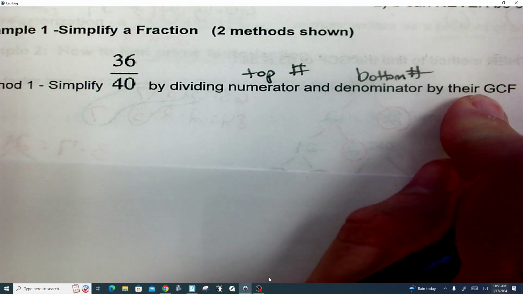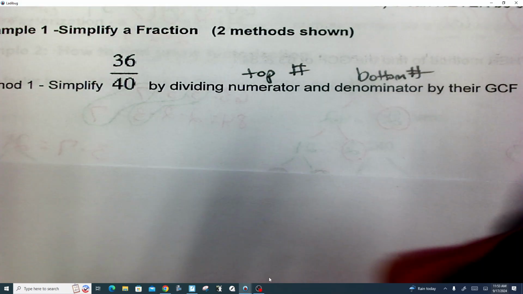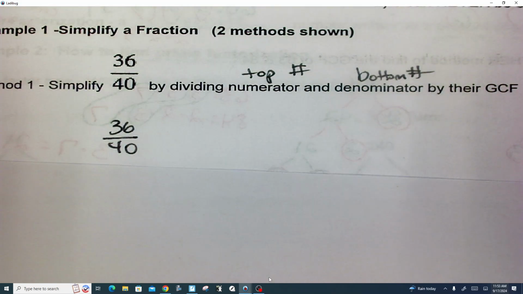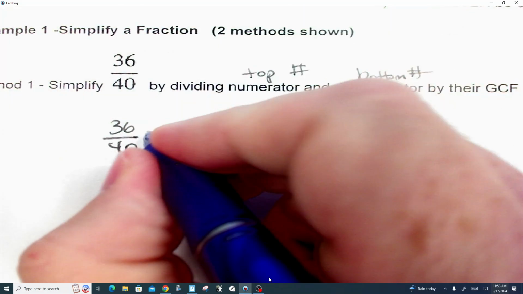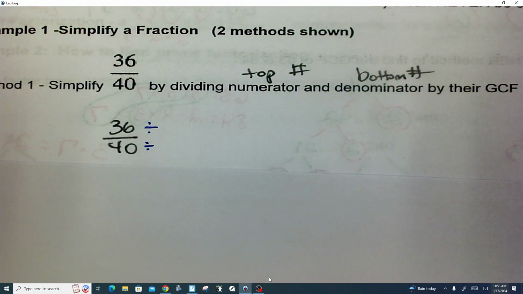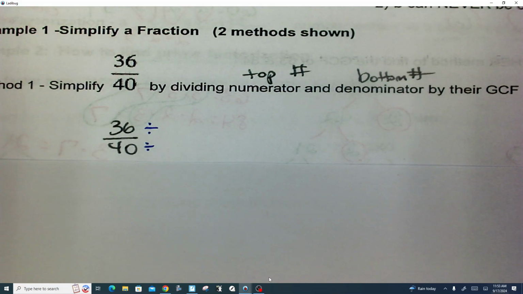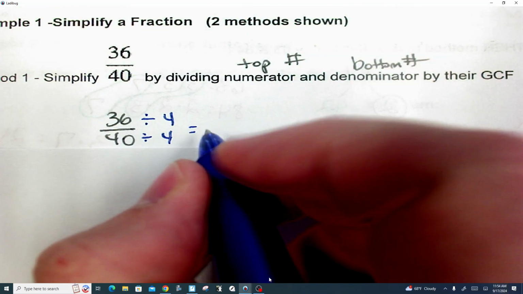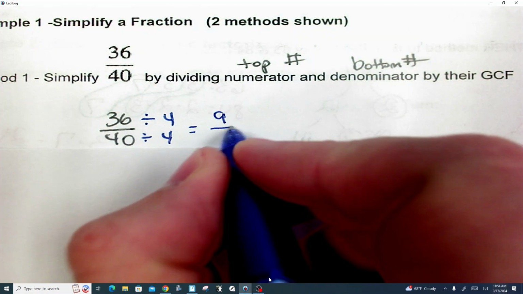Now you can find their GCF, or how about we just do it the way that I was taught back as a kid? I don't want to sit here and take forever. Guys, can you think of a number that we can divide top and bottom by? Which one can we divide 36 and 40 by? And you go, hey, I can divide both of these by 4. Go ahead and do that because it's going to make it smaller.